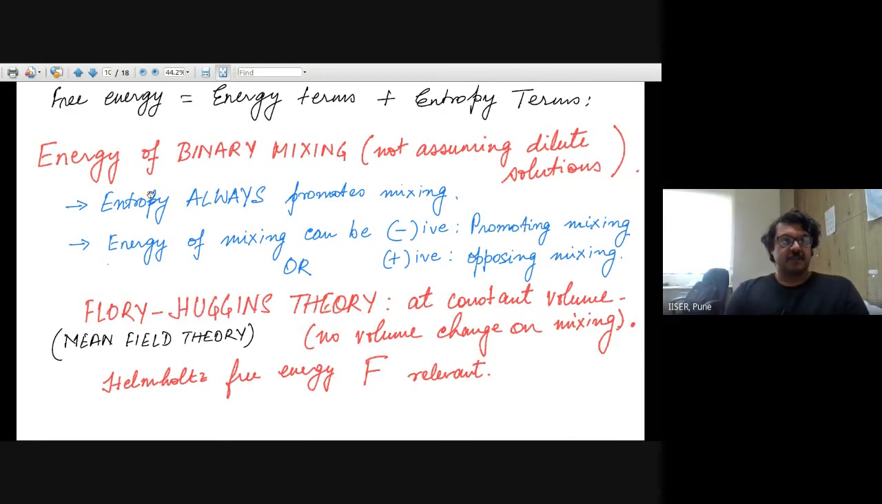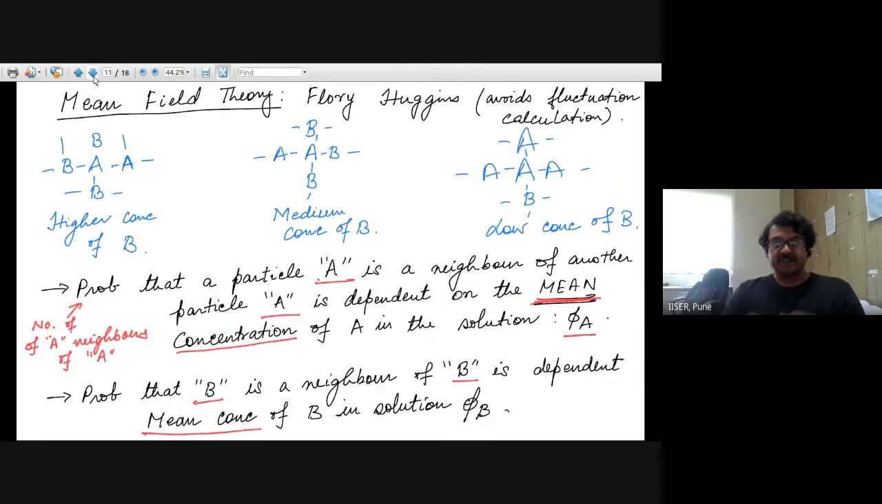The other thing to remember is that Flory Huggins theory is a mean field theory. What is a mean field theory? The fourth year students might know, but for the third year students, I shall emphasize how we are taking averages. We'll be considering the average interaction of particle A and particle B, and we avoid fluctuation calculations. Right. So why is it mean field? It will become clear as we go through the lecture.